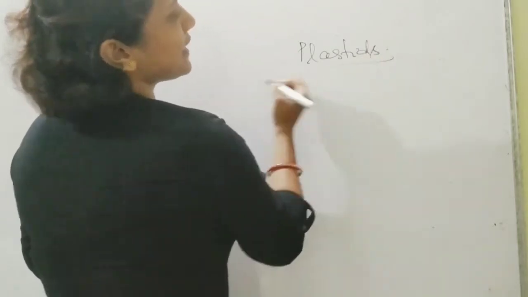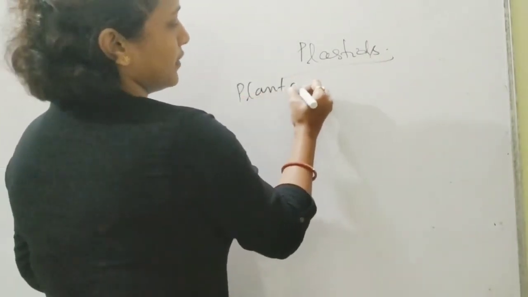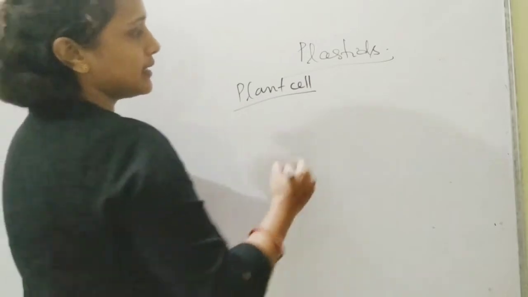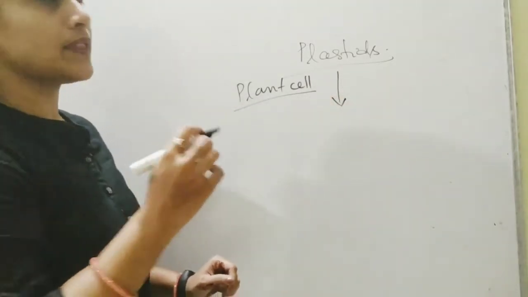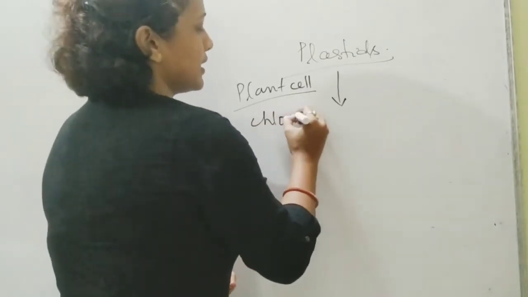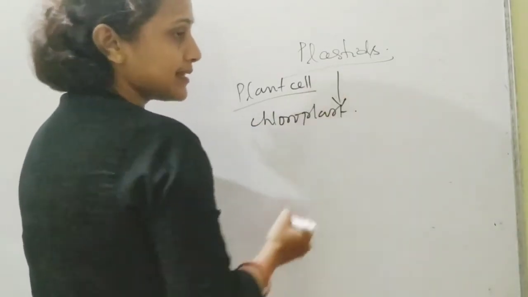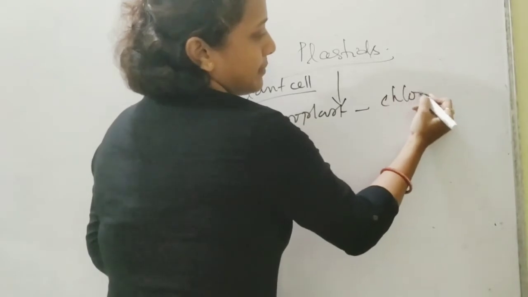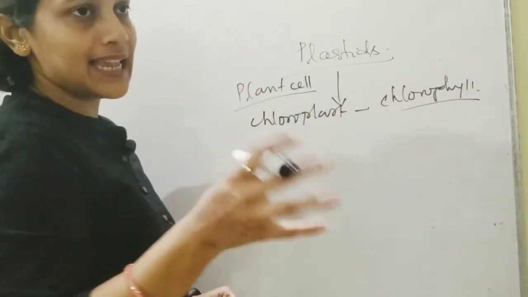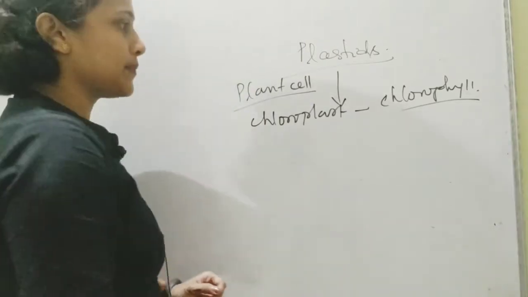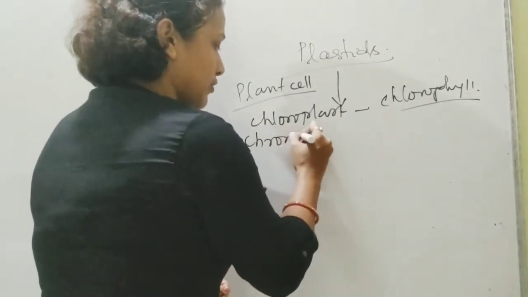Now plastids, they are present in the plant cell, no doubt. They are present in plant cells, and they are again of three types. One is your chloroplast, which is light sensitive because it contains the green pigment called chlorophyll, and this chlorophyll actually helps in photosynthesis. We all know that. Next comes your chromoplast.